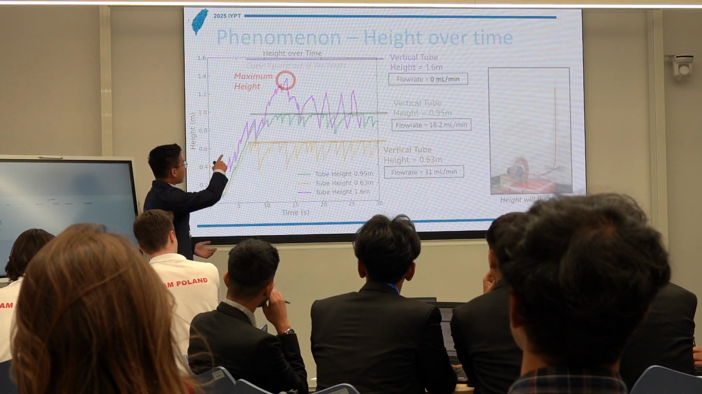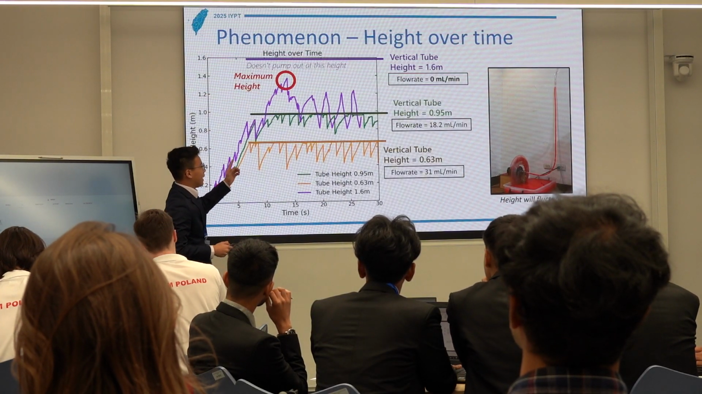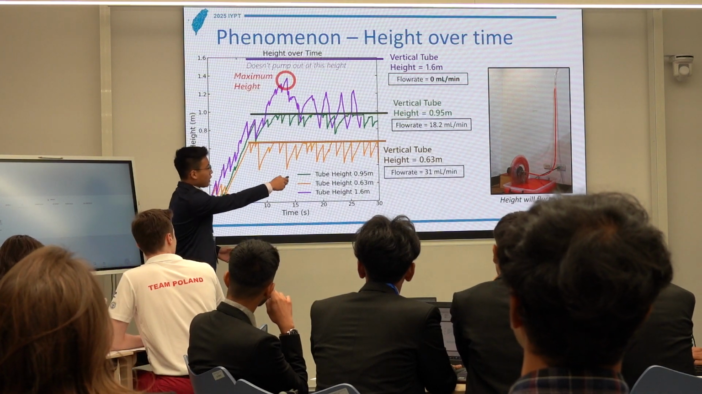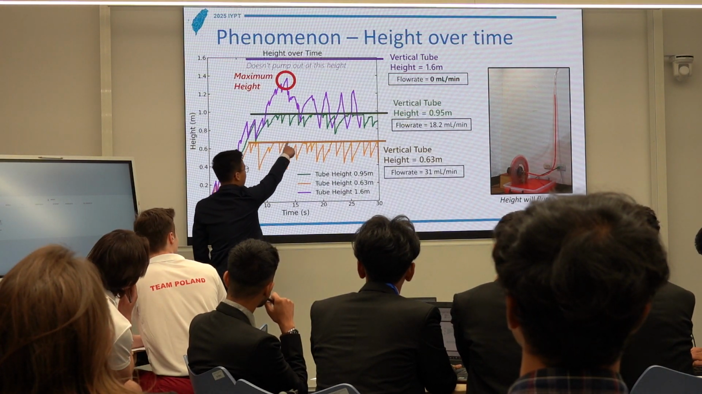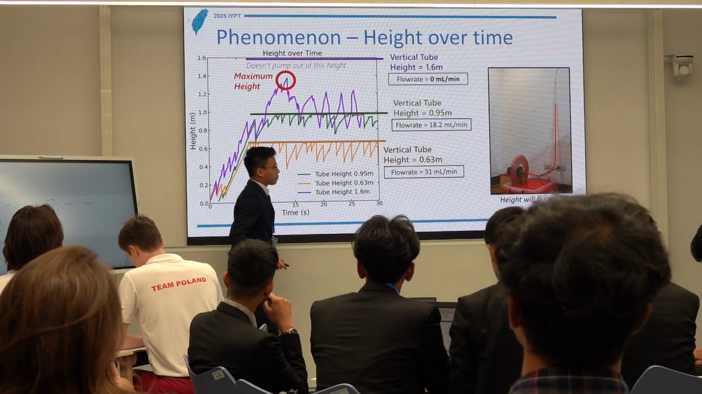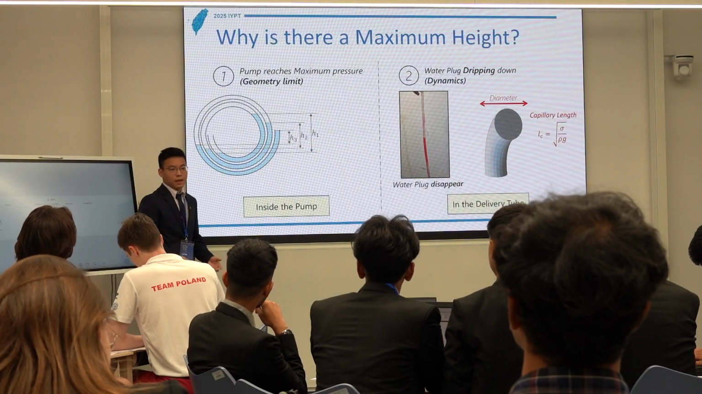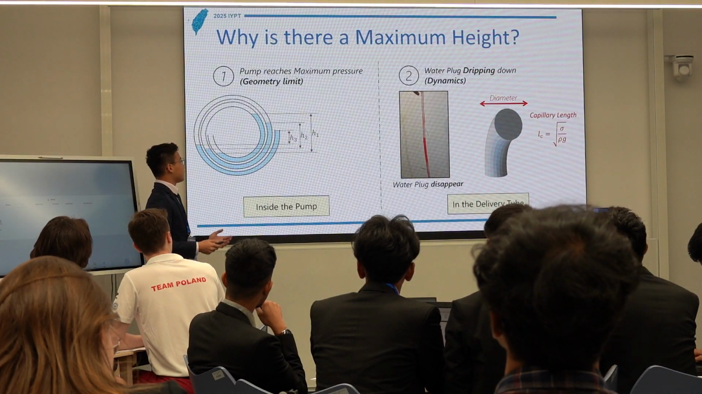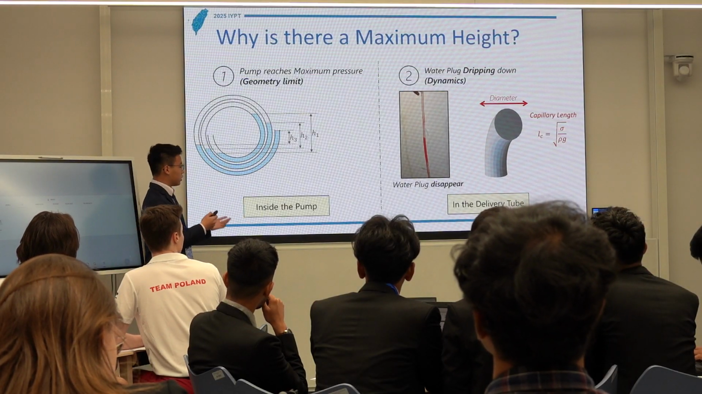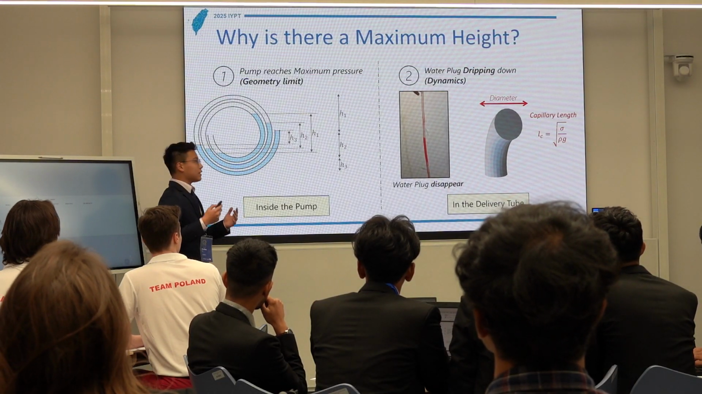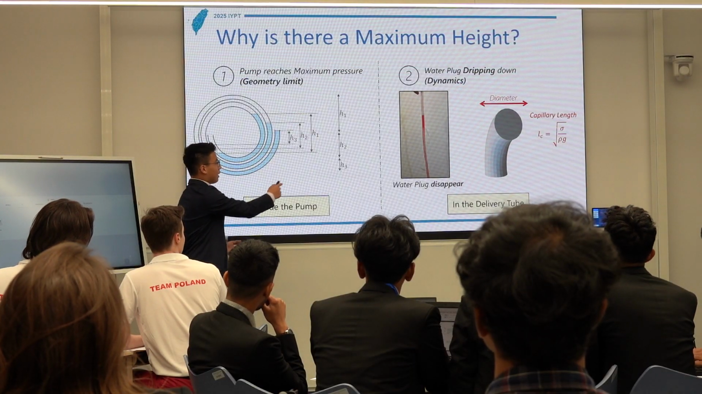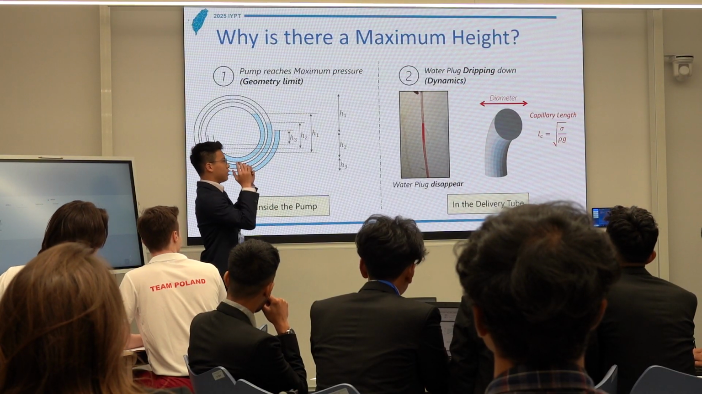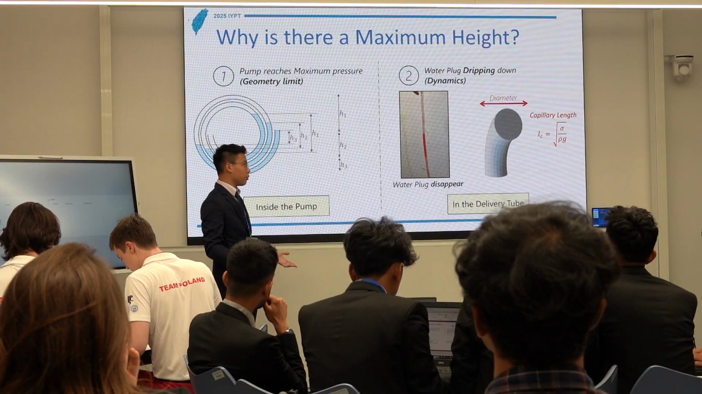And after reaching a maximum height, we see the pump will fluctuate like that. As you can see in the height over time, it will fluctuate. To explain why there is a maximum height, I think there are two main reasons. First, the pump will reach its maximum pressure due to its geometric limit, like this. And the second reason is the water plug will be dripping down. And this will be time dependent, which relates to the tube diameter, which has some relation with the capillary length.